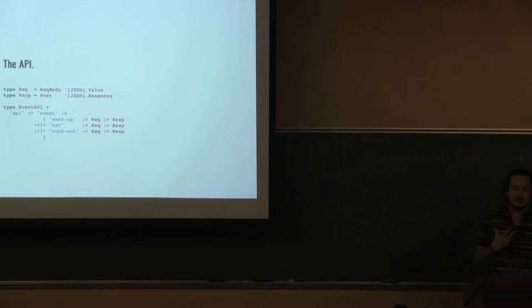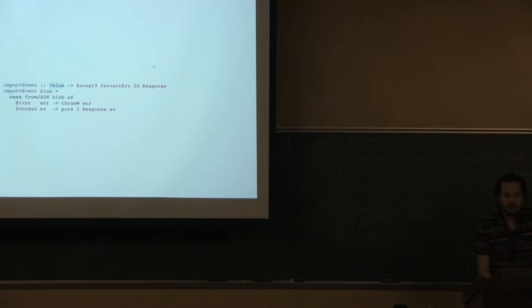And so if we have this API, we need to implement the endpoints. And we write this function here, which takes a value. This is the JSON blob. And it returns some response in some monad that who cares, right? So I've got this JSON blob, and I attempt to deserialize it as JSON. If that fails, I just throw it as an error, and it gives like a 500 or something. And in the success case, I package it up into my response and do whatever I will with it, right? And so this actually turns out to work.